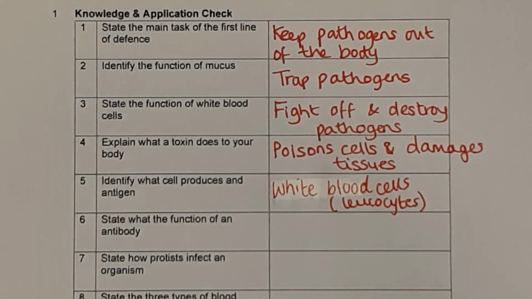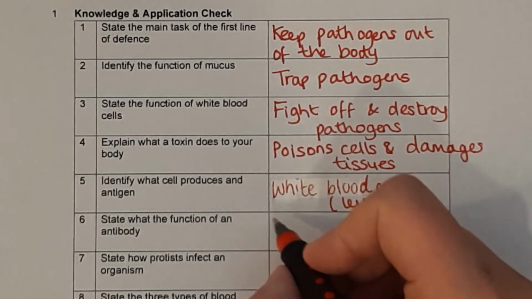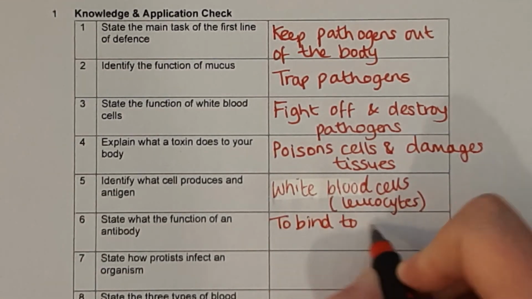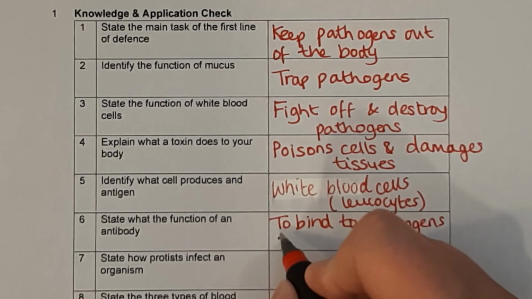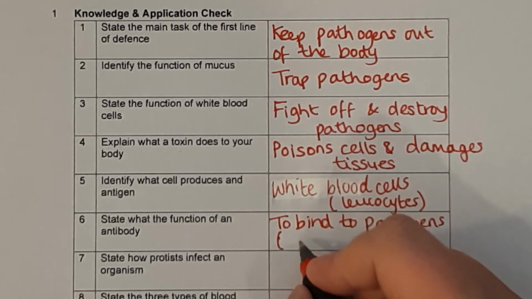Question 6, state what the function of an antibody is. So the function of an antibody is to bind to an antigen on the pathogen and then coagulate them or collect them together ready to be eaten in phagocytosis. If you've written something as simple as to bind to pathogens, that would be enough to get you the mark. In particular, they bind to the antigens.